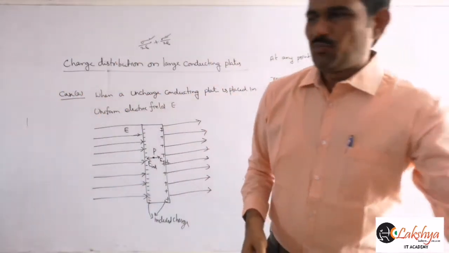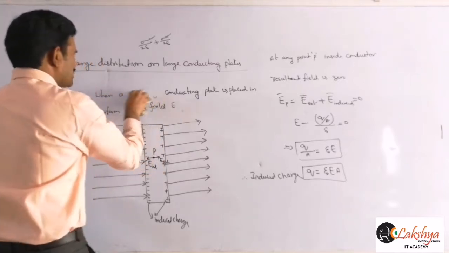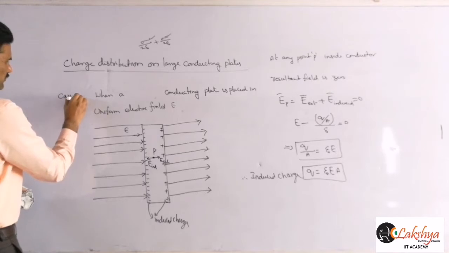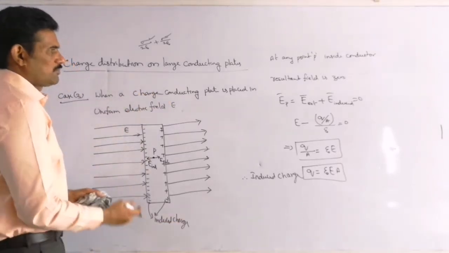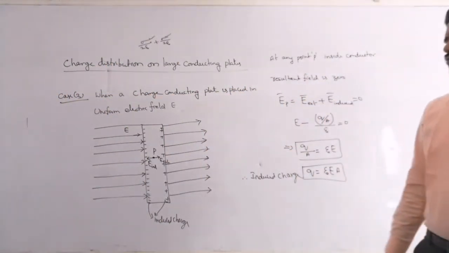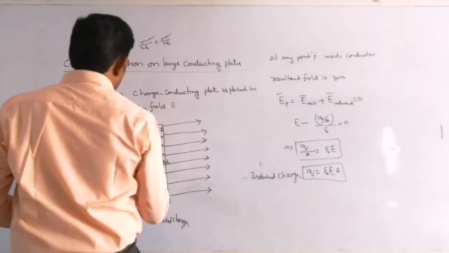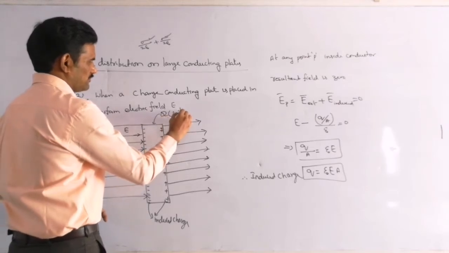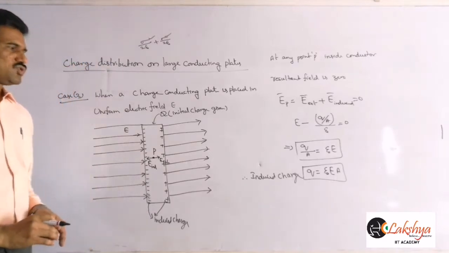Now let us take one more extension here. Extension in the sense, suppose I am taking a charged conducting plane. So now I am taking it as a third case here. So case 3, when a charged conducting plate is placed in an external field, the same thing. That means I am assuming that already some charge Q is given to this plate here. So Q is the charge given to this plate already. This is the initial charge. So the initial charge given to the plate is Q, we are assuming.